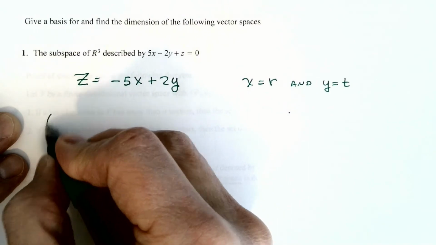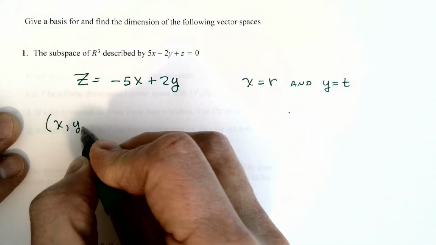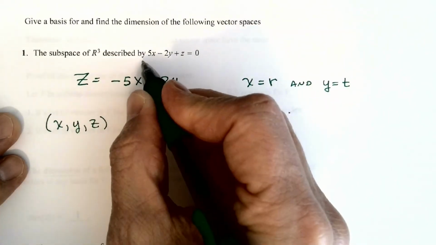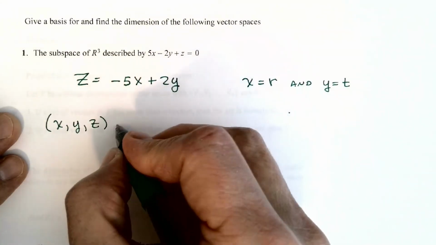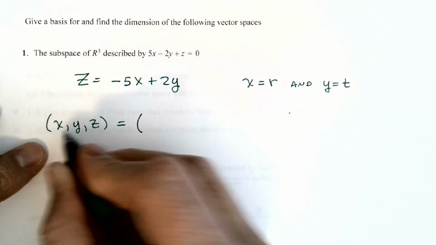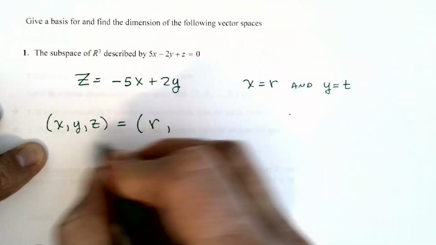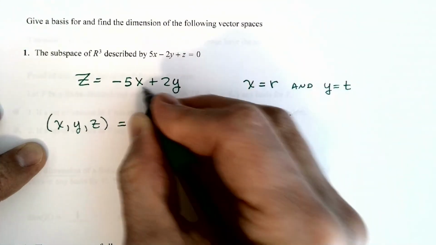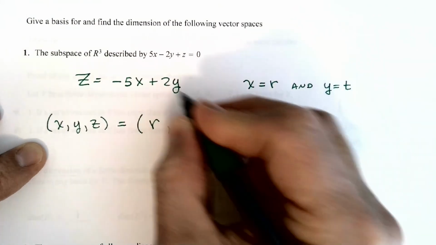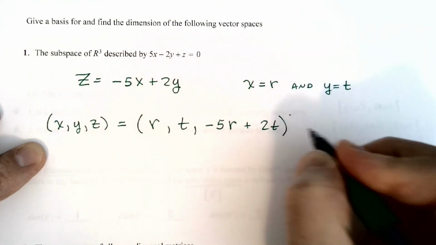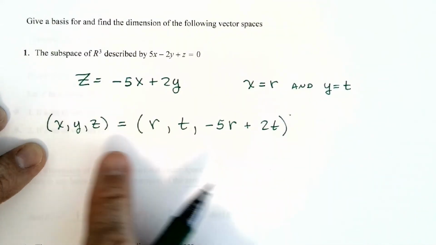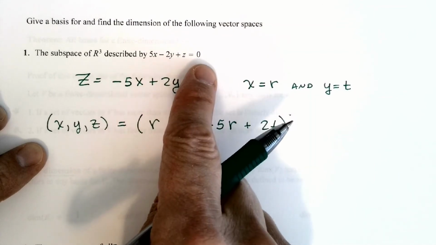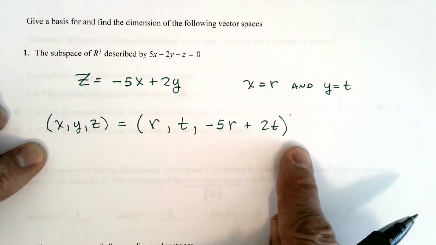So that means any ordered triple, any vector in 3 space, that satisfies this equation must be of the following form. X is what? R. Y is what? T. Z is what? Negative 5x, which is r, plus 2y, which is t. So every vector that makes this equation true in 3 space must be of this form.